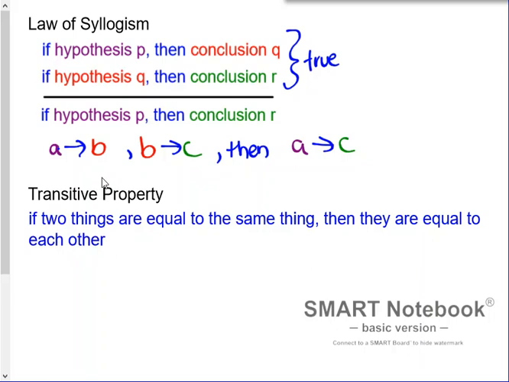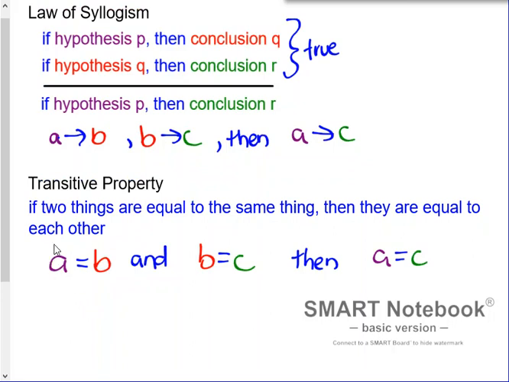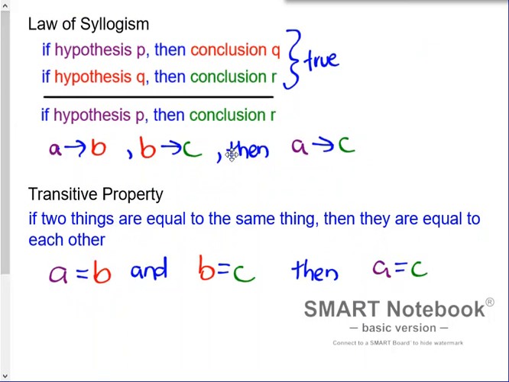So the transitive property is our second tool in our deductive reasoning toolkit. And it states that if two things are equal to the same thing, then they are equal to each other. So symbolically, what that looks like is if A equals B and B equals C, then A also equals C. So it's very similar to our Law of Syllogism, except it can go both ways. So A is equal to B and B is fully equal to A, whereas the Law of Syllogism only goes one way. So A leads to B, but B does not necessarily lead back to A, like in our first example.